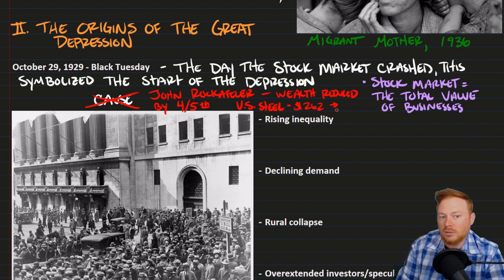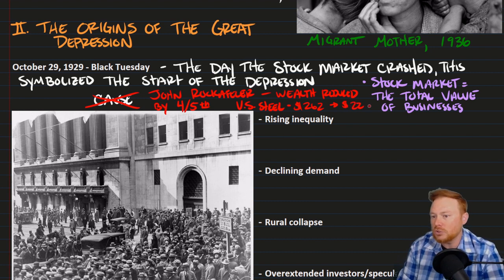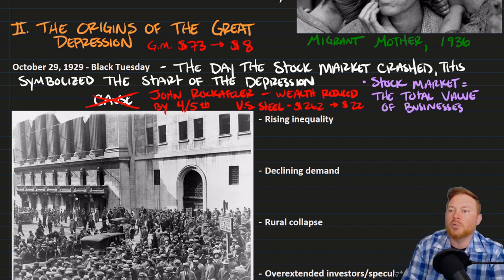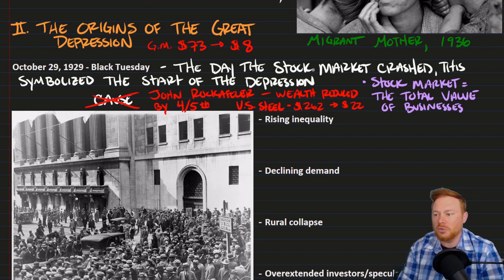262. That went down to $22. So a huge loss there. And General Motors, one of the emerging industries in terms of the automobile and how important the automobile was in the 1920s, their stock went from $73 to $8. And again, this is just a broad evaluation of what you think these businesses or companies are worth.